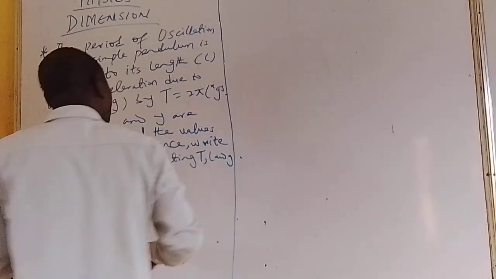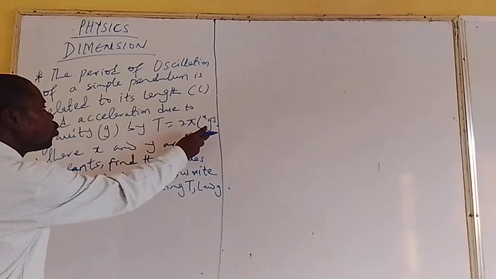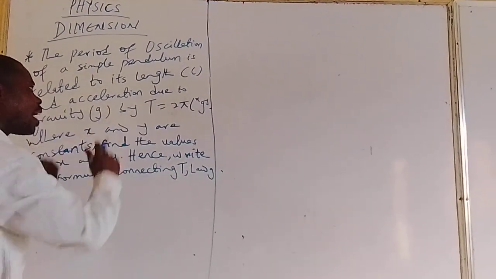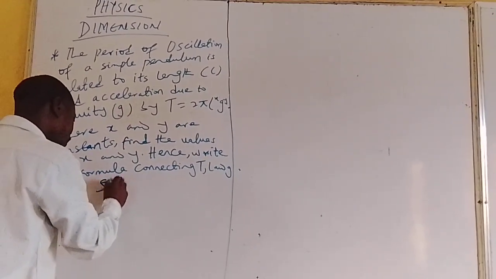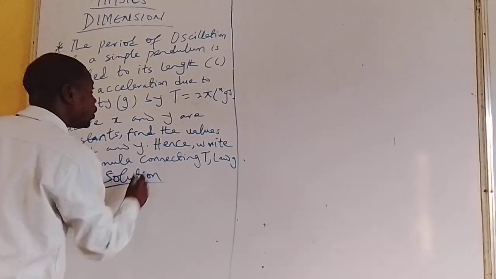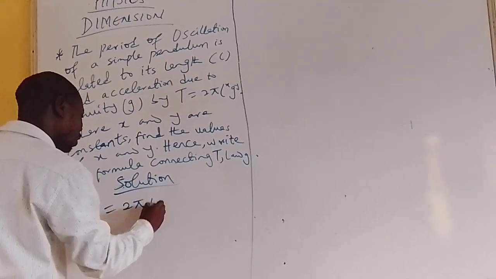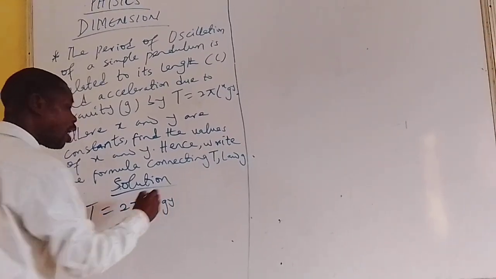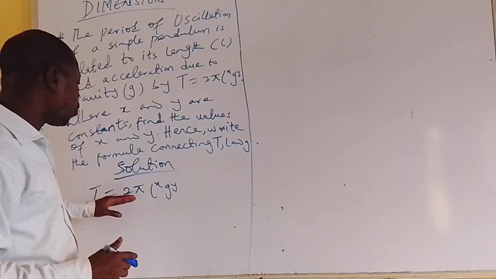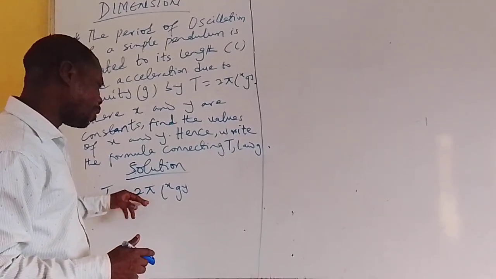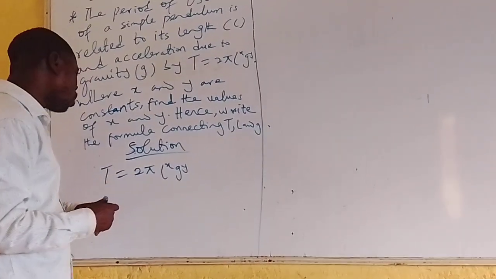Whenever you see this type of question, the first thing that comes to mind is that we are going to rewrite this, then we expand. So the solution: the question is T is equal to 2 pi L raised to power x G raised to power y. And we should bear in mind that 2 pi is a constant, so we don't need 2 pi in dimension. This is a scalar, so we don't need it in dimension. We only need the variables. So how do we go about this?